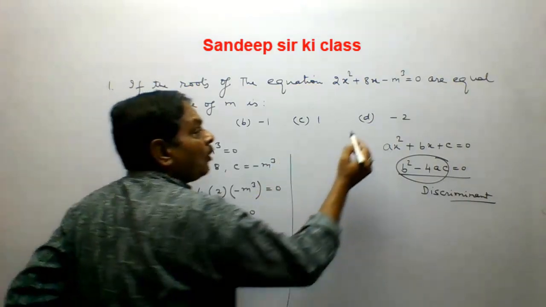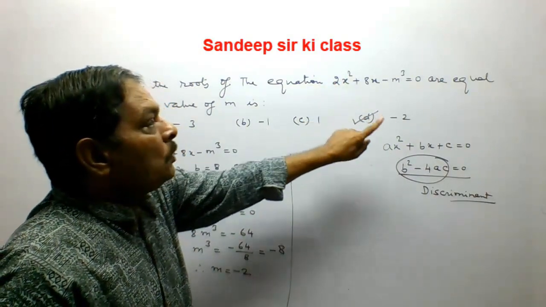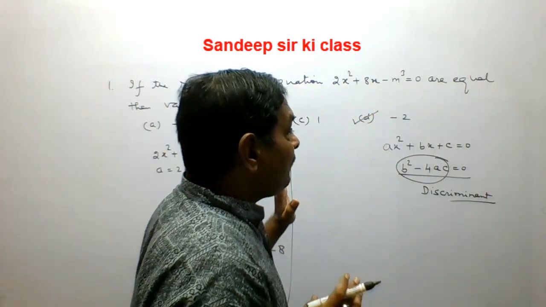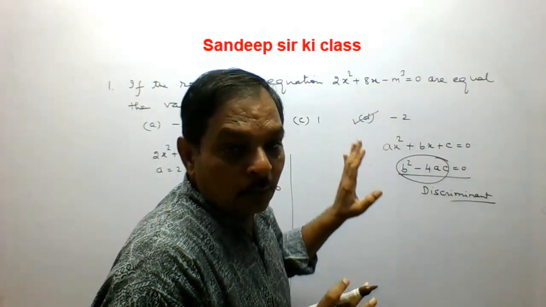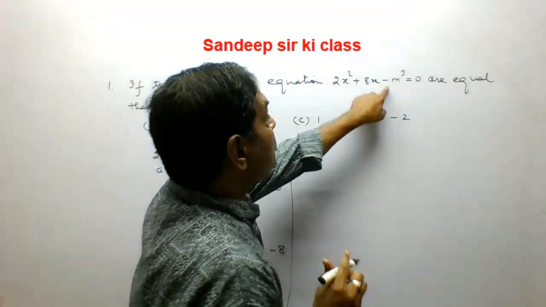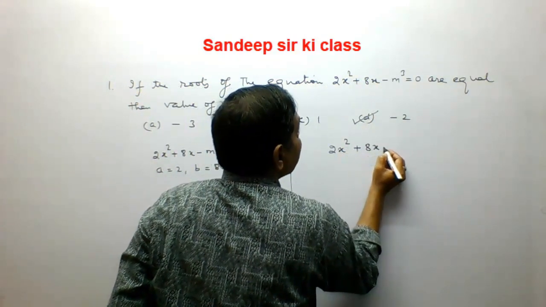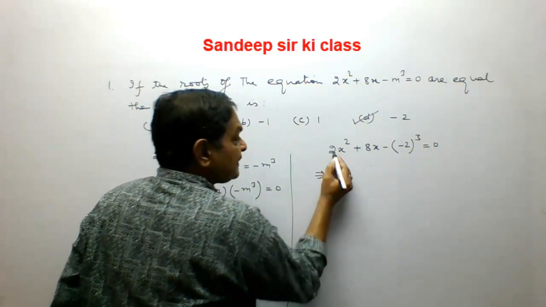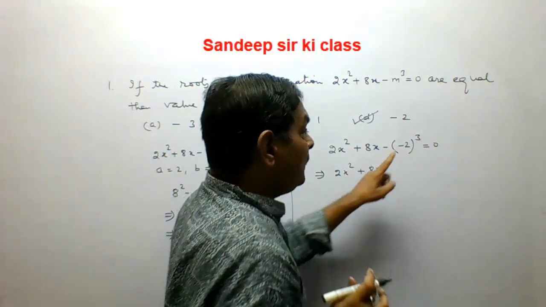So here option D is correct, that is for m equal to minus 2, this given equation will have equal roots. Now we can see it also by putting m equal to minus 2 here and the roots of the equation are equal. For that I put m equal to minus 2 in the given equation. So 2x square plus 8x minus 2 cube, this is equal to 0.